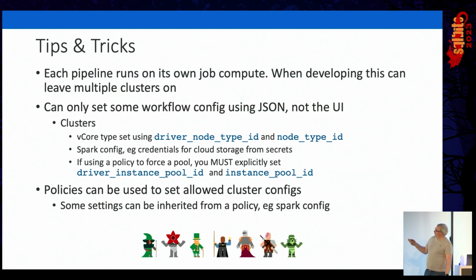Each pipeline runs on its own job compute. If anybody wants to see this afterwards, come and grab me. Essentially, when you kick it off, it runs on a compute piece. And if you're running multiples at the same time, they all run on their own. Some of the workflow configs, such as making it run on certain types of cluster, you can only set via the JSON and not via the UI. But you can use your policies to push that and enforce it.